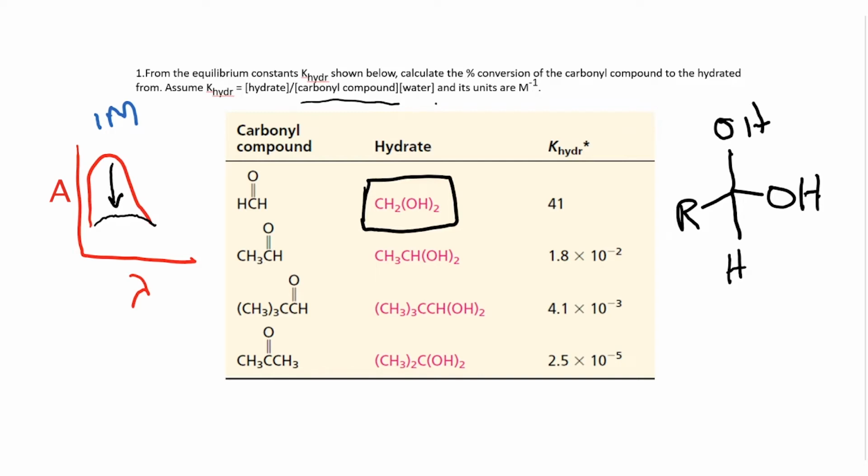If you assume that the water concentration is 55 molar or whatever, you can estimate the concentration of water, and the concentration of hydrate will be the difference in these two values. So this is an experimentally determined value, and you get an equilibrium constant of 41 with formaldehyde. As the substitution on the aldehyde goes up, and if you form a ketone, the value of the equilibrium constant goes down. So the question here is, what is the percentage conversion of the carbonyl compound to the hydrated form? I have worked out the answer.